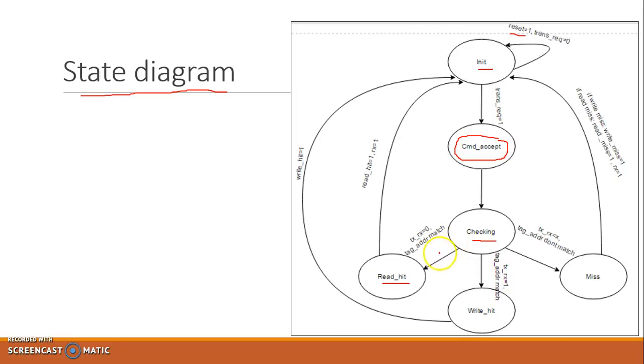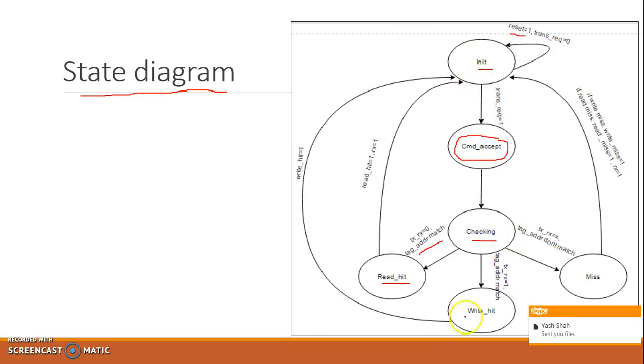If the TXRX bit is low, which indicates that it's a read operation, and the tag address matches, it's a read hit. The data is given to the device and it goes back to the initial state. Now consider a write hit. The TXRX bit is 1, which indicates that the device wants to write the data into the memory. If the tag address matches, it's a write hit, and once the write hit is done, again it goes to the initial state.